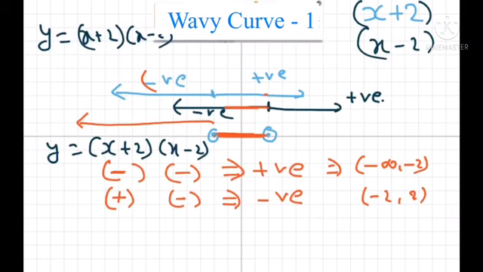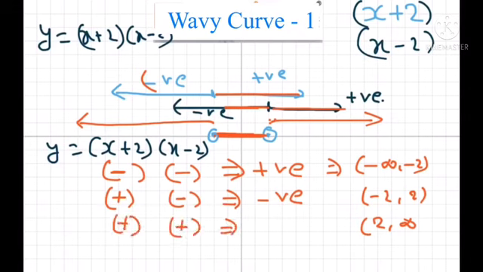Next is between 2 to infinity. Between 2 to infinity means after this one. In this region, this factor is also positive, and this factor is also positive. So positive into positive must be positive. Let's move to the next slide.